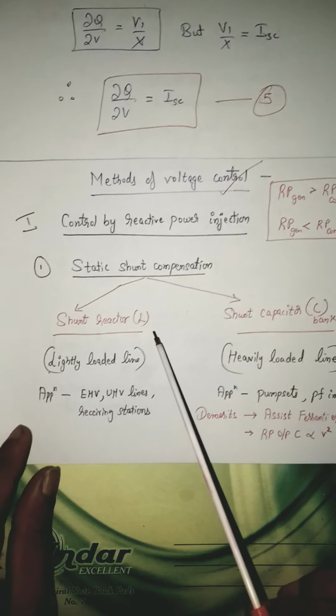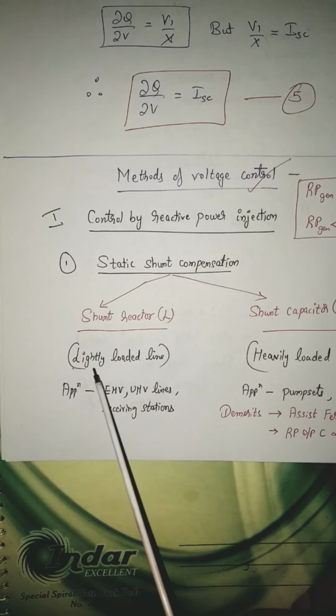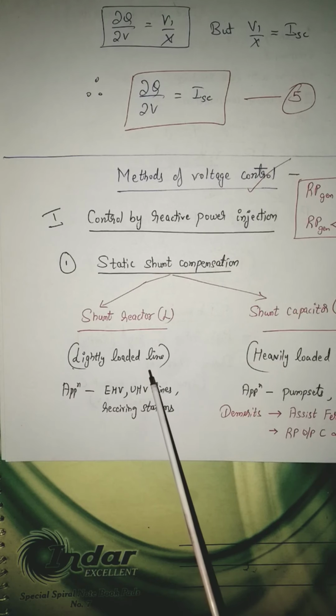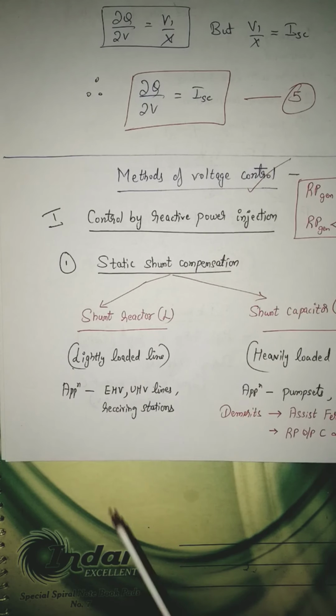So let us see when this is done. Whenever you have a lightly loaded line, you will need a shunt reactor. Lightly loaded line means the load connected to a transmission line where the reactive power consumption is less. When the reactive power consumption is less, it is called a lightly loaded line. So consumption is less, which means obviously the supply will be more than the requirement. So obviously the voltage will be high.